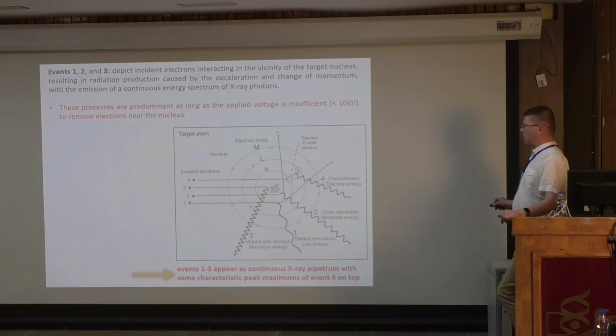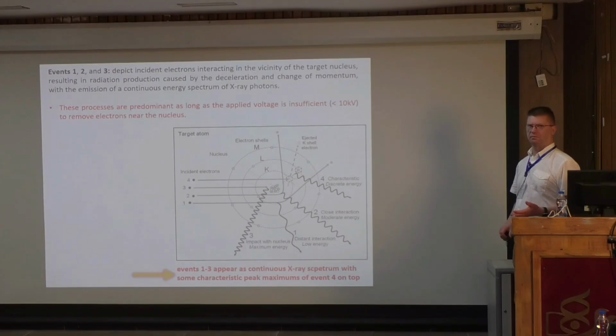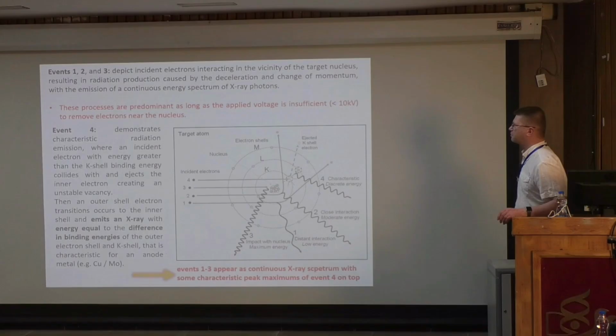And inside this anode we just kick the electron out and wait for it to return back and emit the X-ray. And there is an important point here. If the voltage, so the speed of the electrons, is not high enough, there are no X-rays. So we need that thing to happen. And that is what happens here. The characteristic radiation emission, where the incident electron, with energy greater than the K-shell binding energy, collides with it and ejects it. And now the electron shell transfers this.